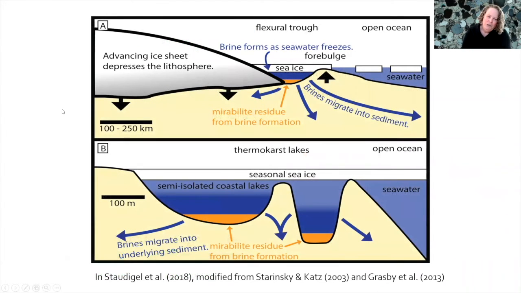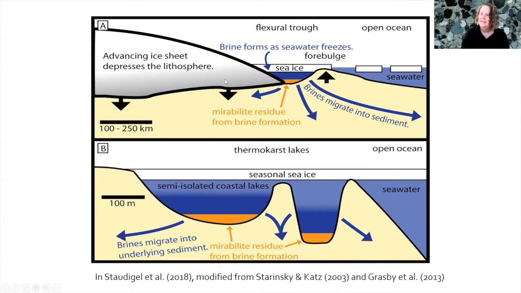There are basically two geologic settings in which you can form cryogenic brine in significant amounts. One way is to form it in flexural troughs that form around the outer margins of advancing ice sheets. So you have ice sheets that are advancing and depressing the lithosphere, and out beyond the margin, there's a little bit of area that remains depressed, but then you get a forebulge developing a little bit further out. And the distance here can be up to about 100 kilometers.